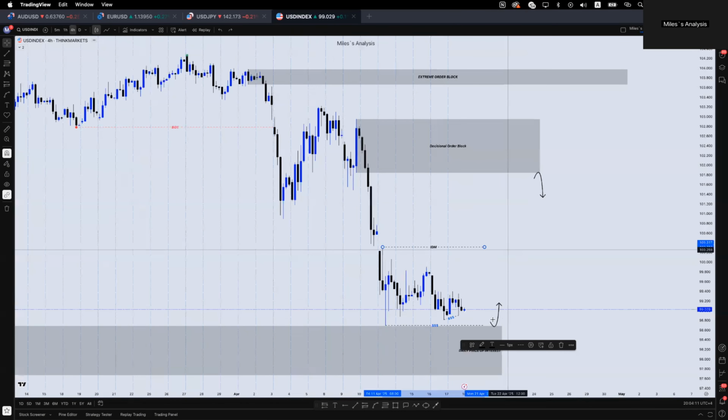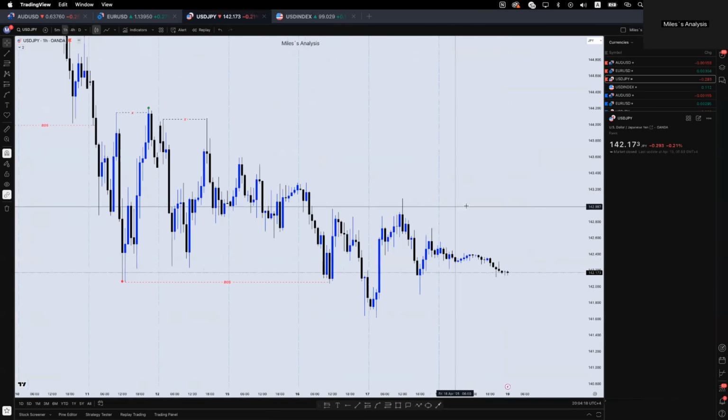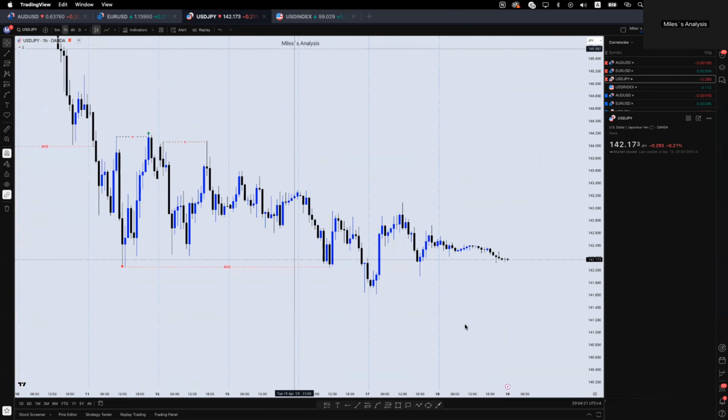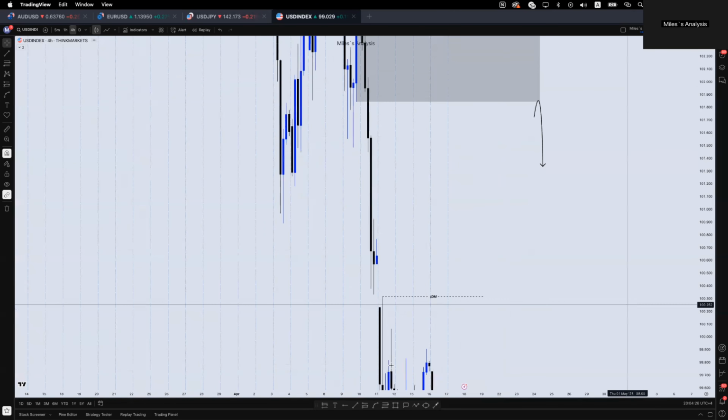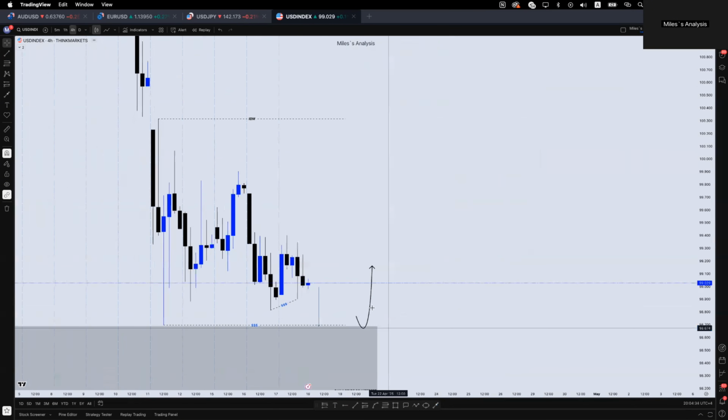So if this happens, it means the USD is going down, so all the pairs that are trading against the dollar will also be going up. So if we look at the USD index, we're anticipating a short continuation to this extreme point of interest, right? And after that, we'll be looking for a bullish move, and this is on the H4 time frame.